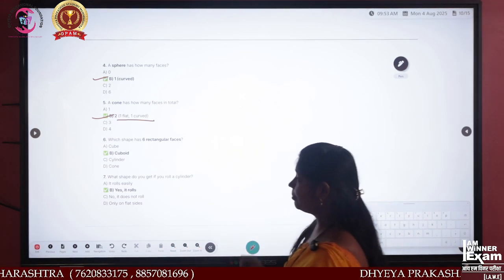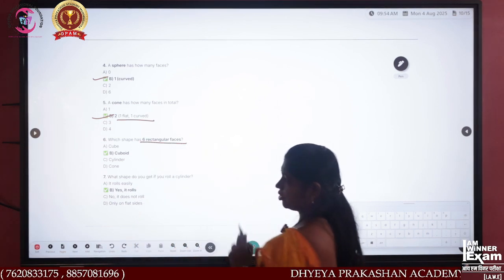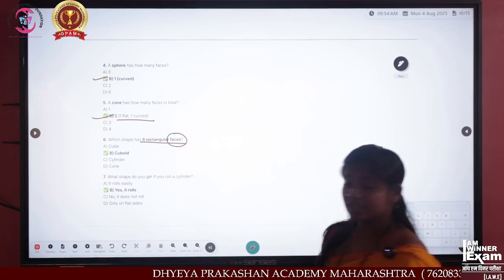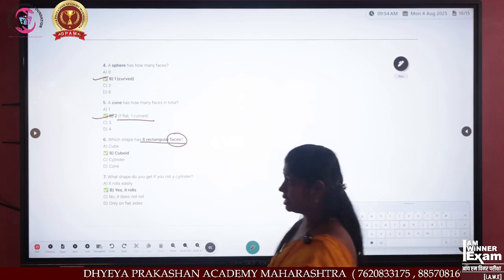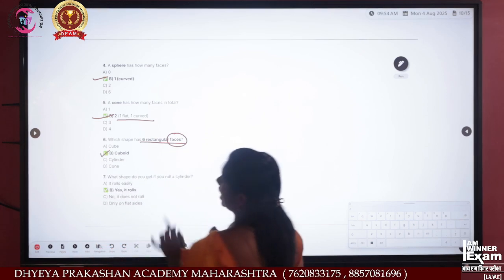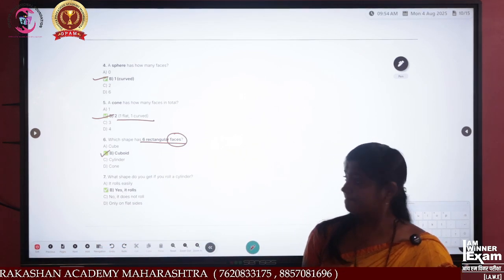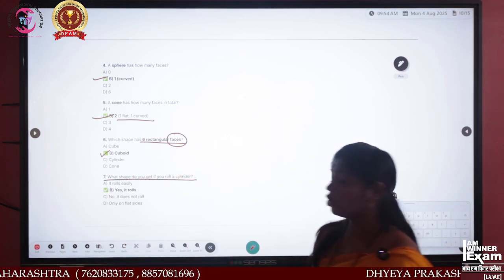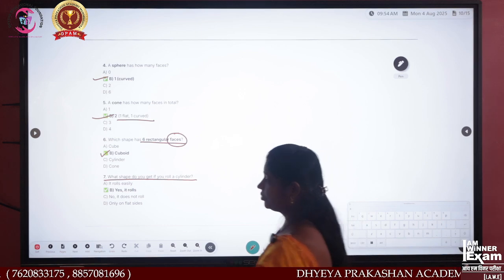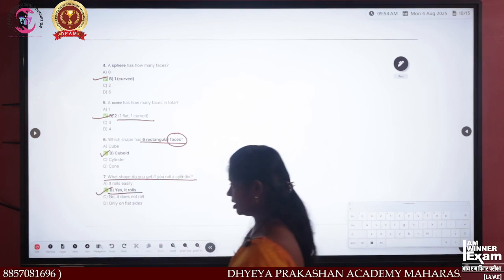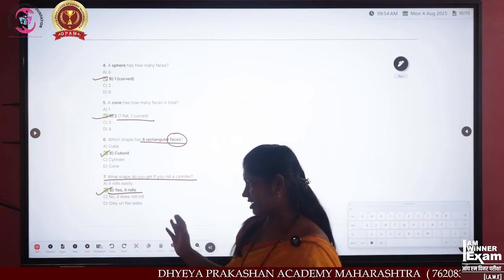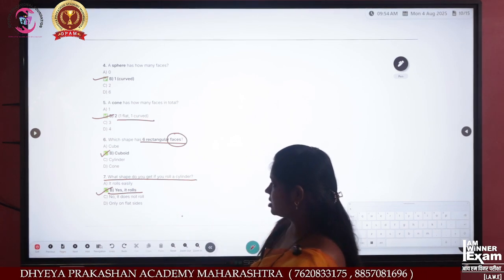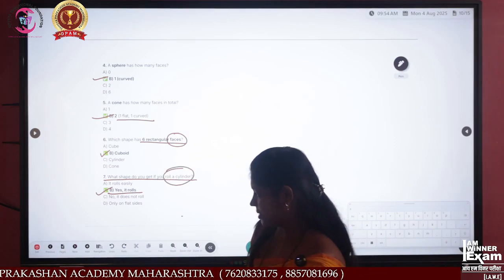Next, another question. Which shape has 6 rectangular faces? Cuboid. A cuboid has 6 rectangular faces. Next, what happens if you roll a cylinder? Yes, it rolls. It is the rolling shape.